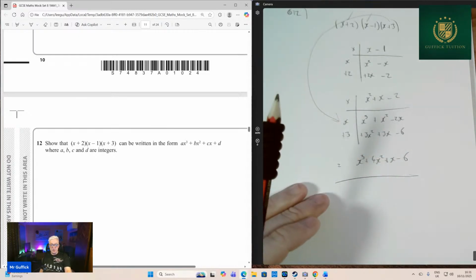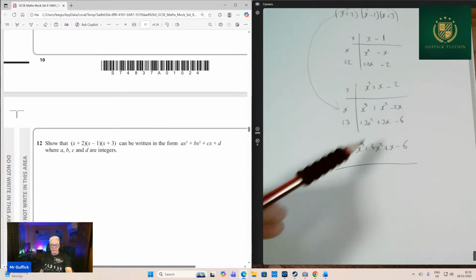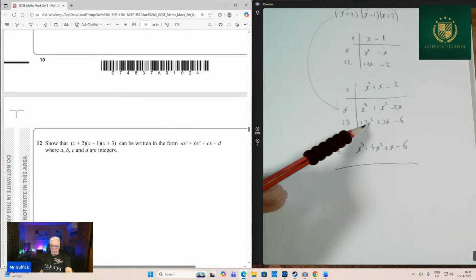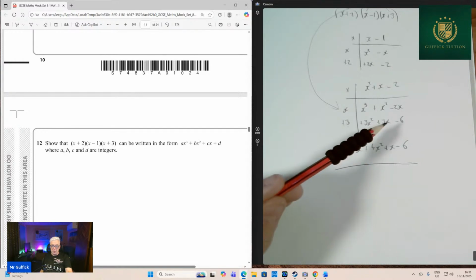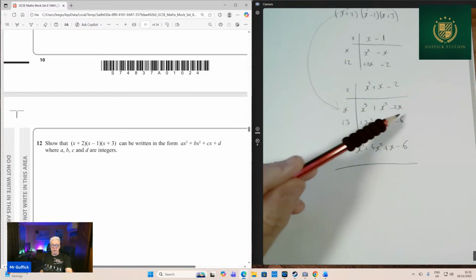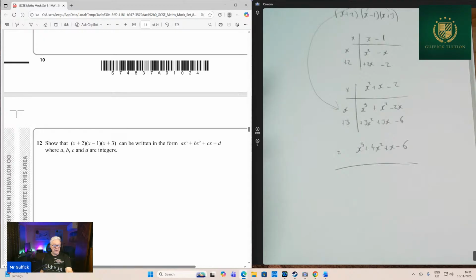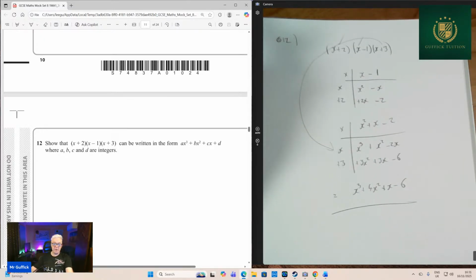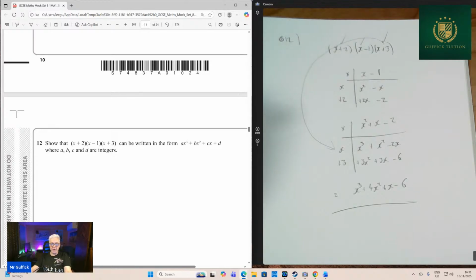And then finally, we just collect like terms. So we have x cubed. 3 plus 1 is 4. 3 minus 2 is 1, and minus 6. And that's, I think, the best way to expand a triple bracket. I personally think that using that grid method is quite nice. The only thing you have to be careful with in that question is dropping signs, okay?